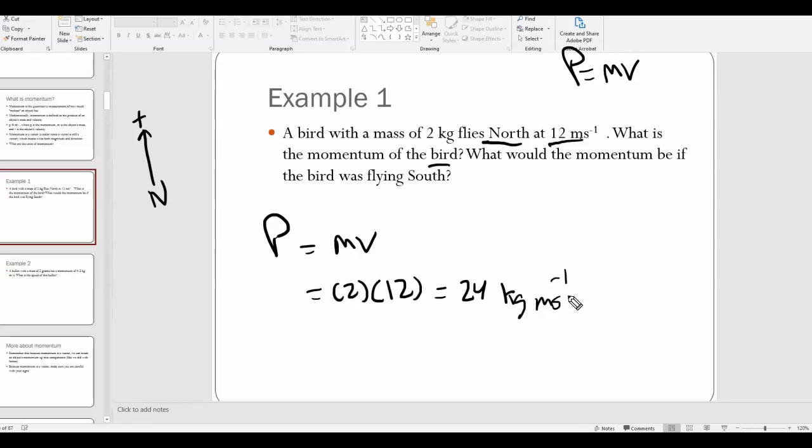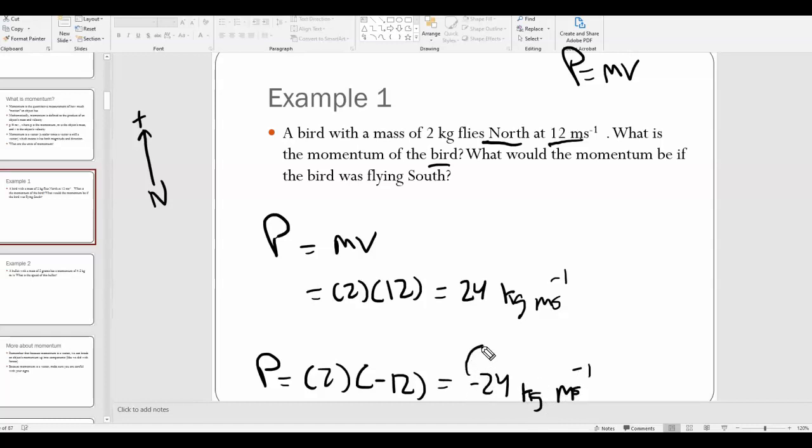Now, what would the momentum be if the bird was flying south? Of course, the speed of the bird is the same, but it's not mass times speed, it's mass times velocity. If it's flying south, that means it's flying in the negative direction. So when I calculate the momentum, that would be 2 times negative 12, which would be negative 24 kilogram meters per second. Notice the negative sign indicates the direction, which is south. Okay, so that's a simple example involving momentum.